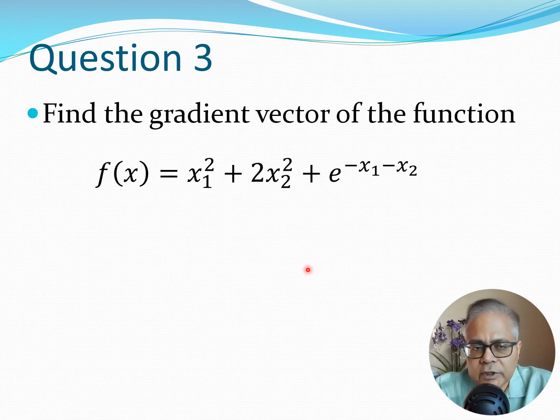Now let's look at question number 3, which is to find the gradient vector of the function f of x is x1 square plus 2x2 square plus e to the power of minus x1 minus x2. This is a function we are going to frequently use in this course. Actually, I have propounded this function in my book, and we can extend it by putting, for example, plus 3x3 square and an x3 and so on. This is a nice well-behaved function. We will see that later, but today we'll only find the gradient vector of this function.